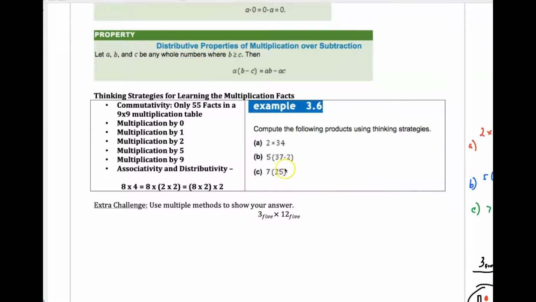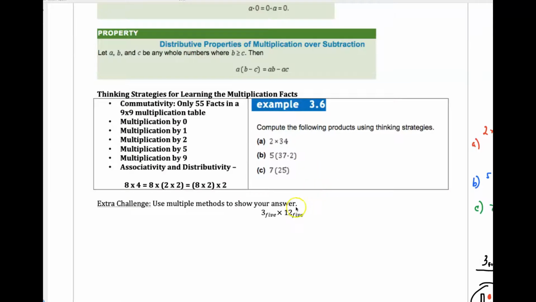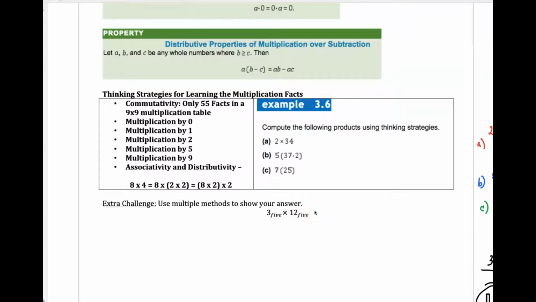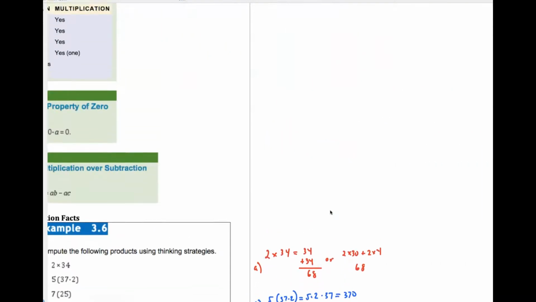So here's an example. I have some multiple ways. Again, try to do some of those before I show you these answers. You can pause so you can try those. Now I'm going to go ahead and take a look at some of the ways to think about that.